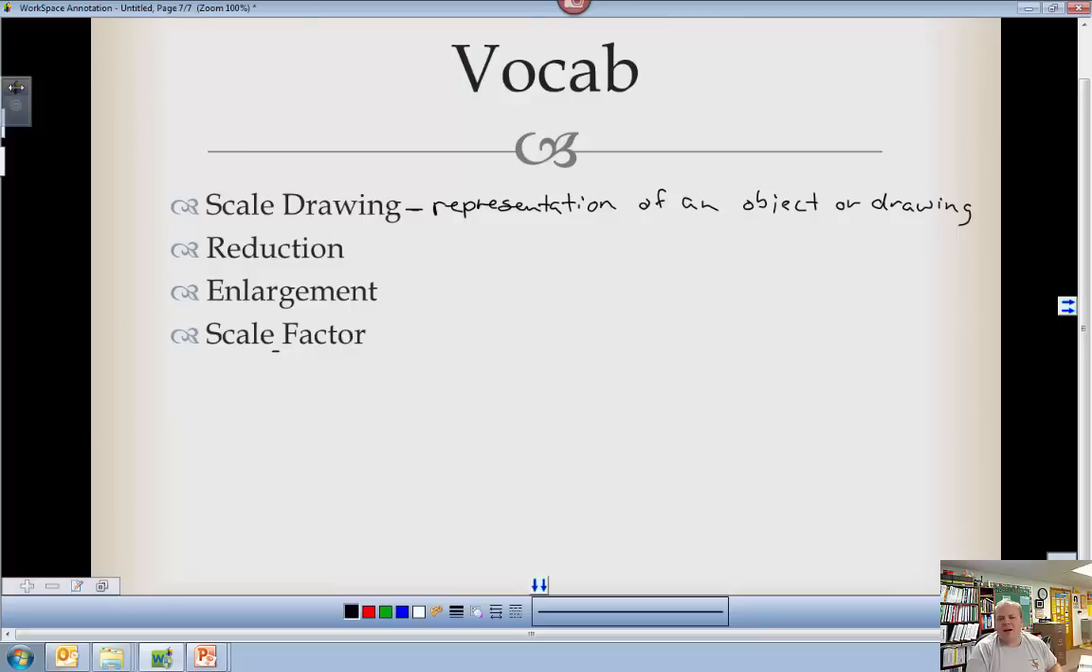Now, it works the same with fractions. In an enlargement, I'll have a fraction larger than 1, like 2 or 3 or 4.5. Or I could have a reduction. It's going to be a fraction less than 1, like 1/2, 1/4, 2/3. Those would all be a reduction where I go smaller. All right, let's go ahead and see how this plays out in some of our problems today.